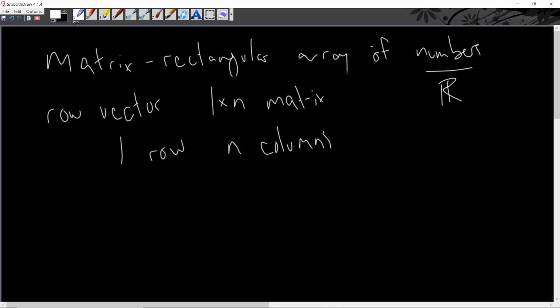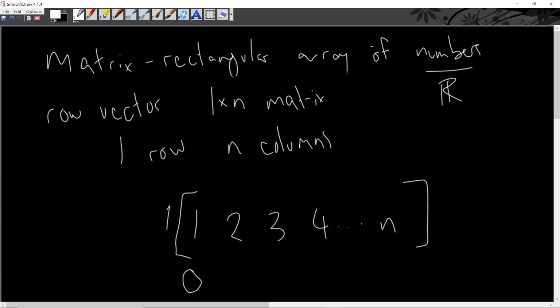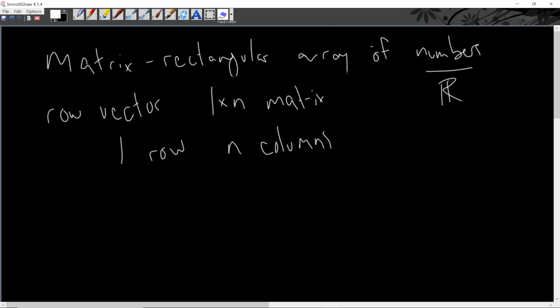So to draw what this would look like, it could be 1, 2, 3, 4, on and on until you get to n. And there's only one row, so there's no numbers down here. Not 0, but there's nothing going down. So this is a one row matrix, and this term vector is an important one. We will talk about vectors shortly, but just keep that somewhere.